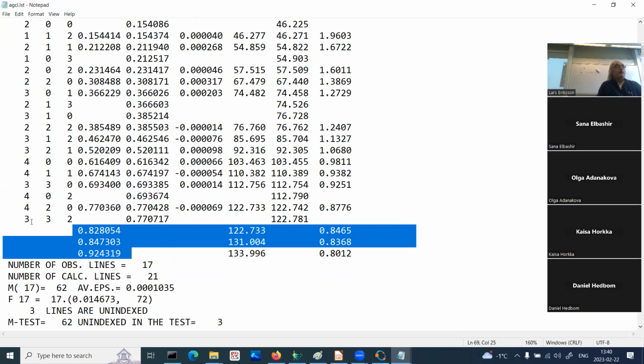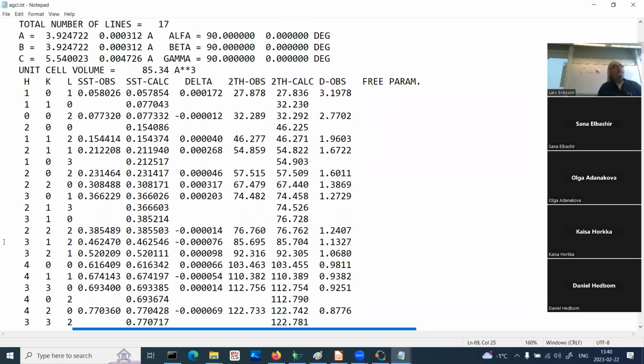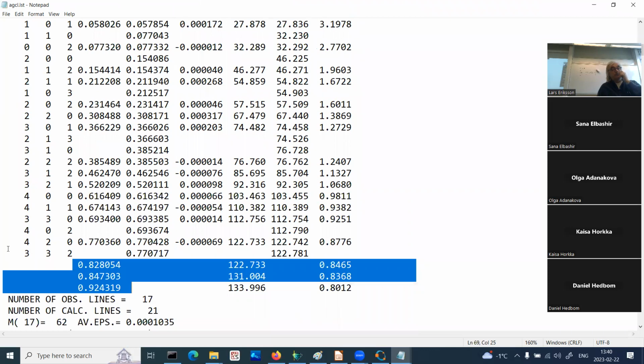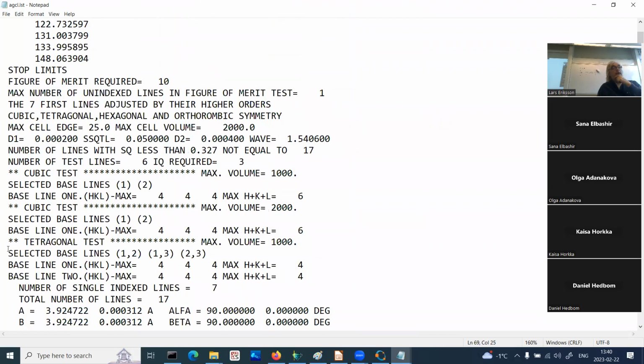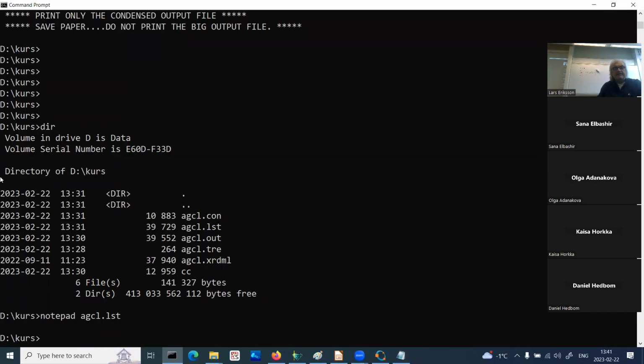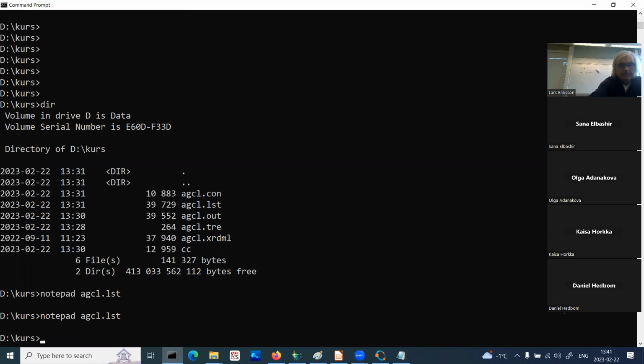17 out of 20 lines were indexed, yes, but it's not enough. Notepad, and I can do it again. This is the LST file. So, looking at that file.